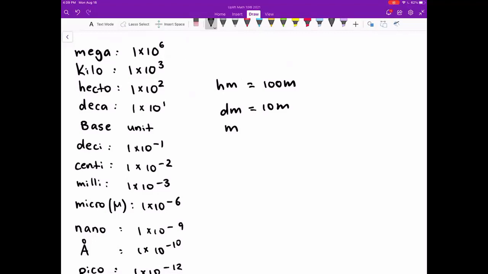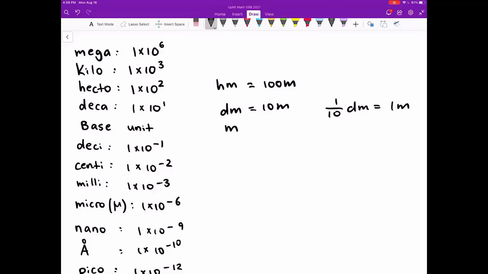Wait, hold up. I'm confused. Yeah, you're right. No, I think we went the, wait. What are we doing right now? Let's use centimeters because I think everyone is familiar with it.